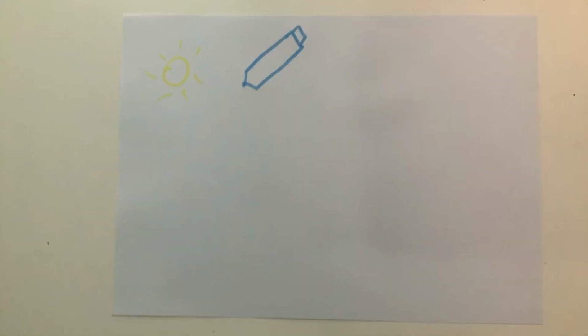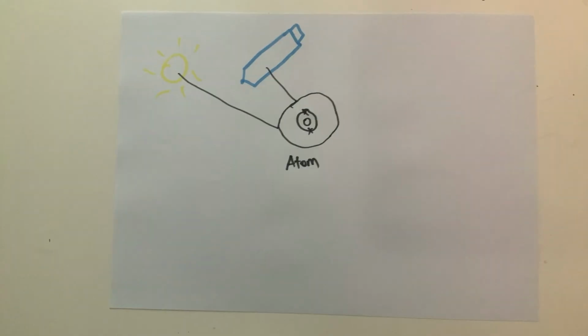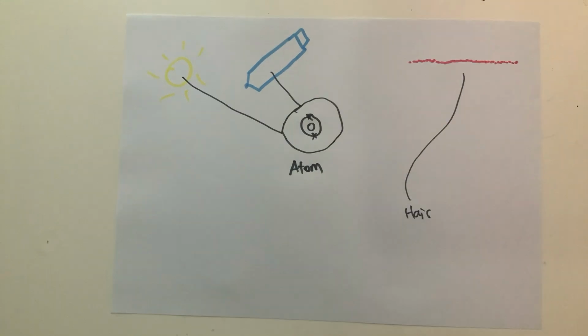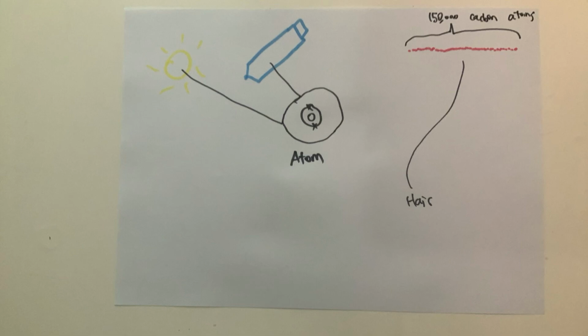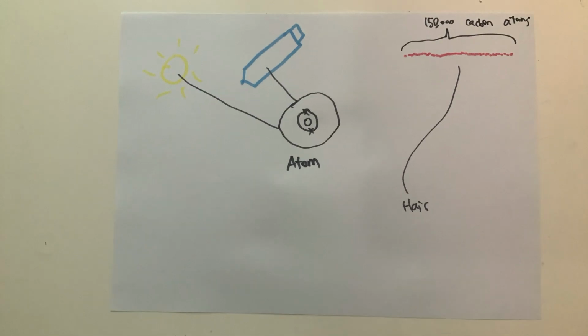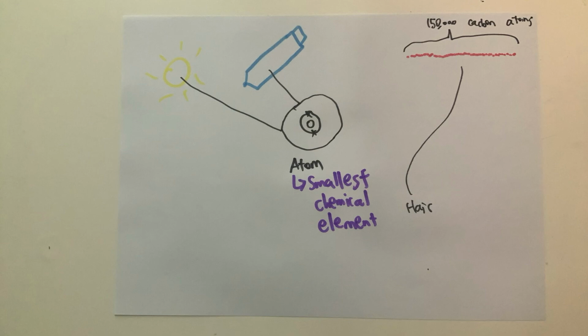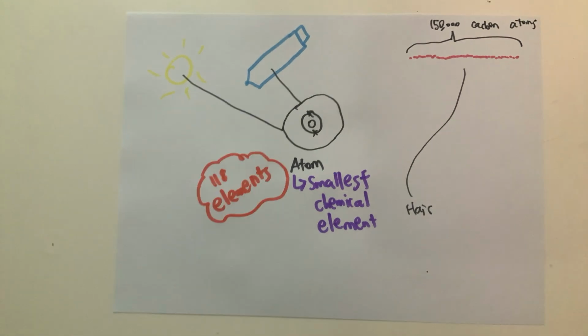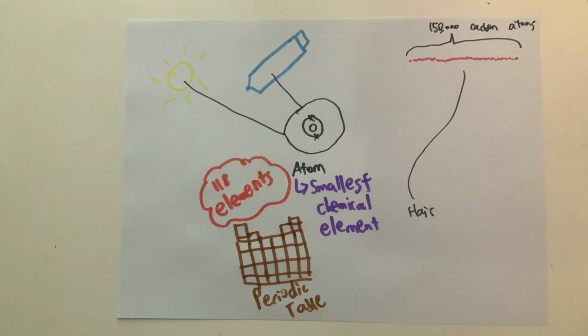Introduction. Ordinary matter is composed of atoms that are so small that a single strand of human hair is around 150,000 carbon atoms wide. Atoms are officially defined as the smallest units of matter that are chemical elements, and the 118 currently known elements are listed in a marvelous diagram known as the periodic table.